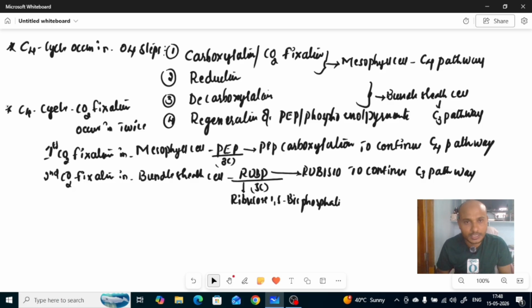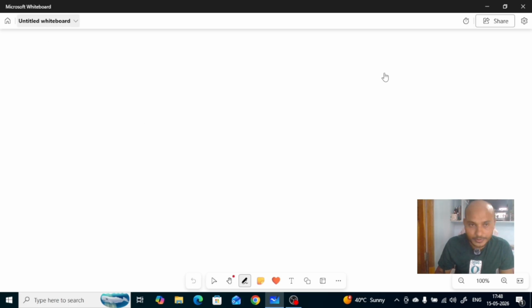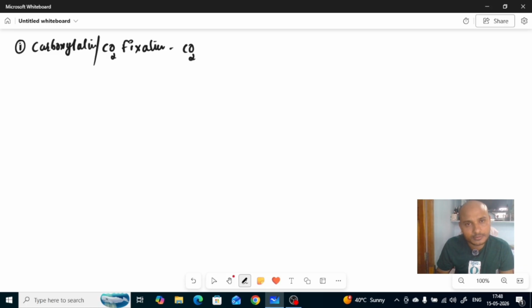Now let us discuss each step in detail. The first step is carboxylation, also called carbon dioxide fixation. In this process, carbon dioxide is accepted by the 3 carbon compound PEP in the presence of PEP carboxylase enzyme to form a 4 carbon compound, that is oxaloacetic acid. Oxaloacetic acid has 4 carbons, PEP has 3 carbons, and in carbon dioxide 1 carbon is there. So due to the formation of a 4 carbon compound, which is the first stable photosynthetic product, the name came as the C4 cycle.